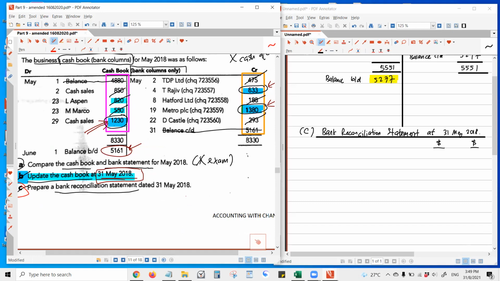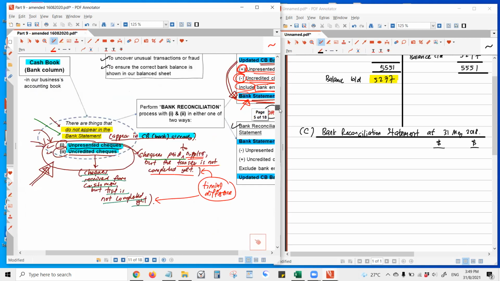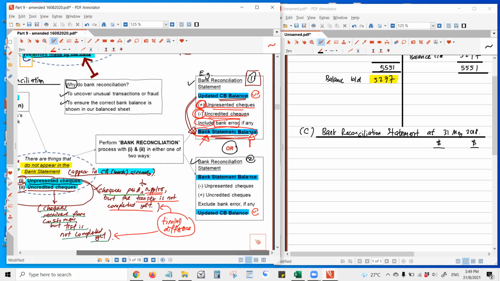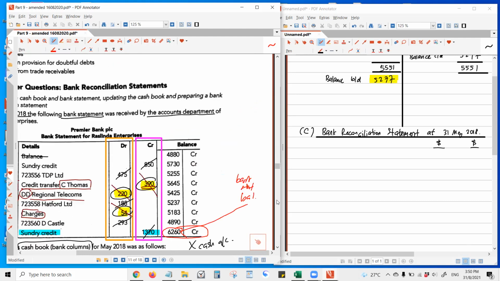Start with 6260. 6260, that's another way. But there are two ways to start the bank reconciliation statement according to the notes here. If you want to follow the way one, you should start with the updated cash book. The amount is 5277. Yes, correct. Okay, so let's start with that.